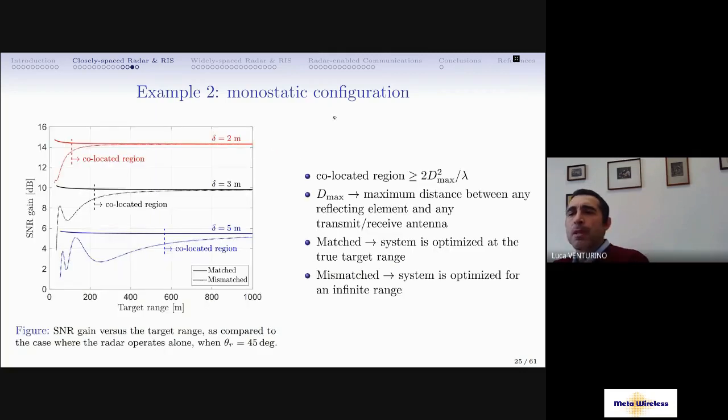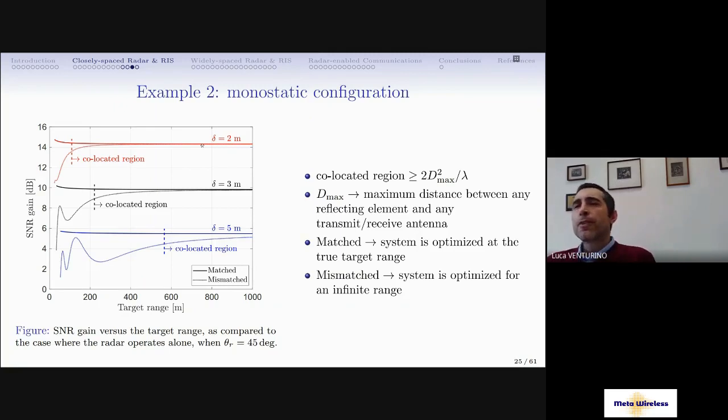Now, here you have, again, on the y-axis, we plot the SNR gain as compared to the case where the radar operates alone. The pointing direction is 45 degrees. And the solid line corresponds to the case where you optimize the RIS response for the actual target range reported on the x-axis.